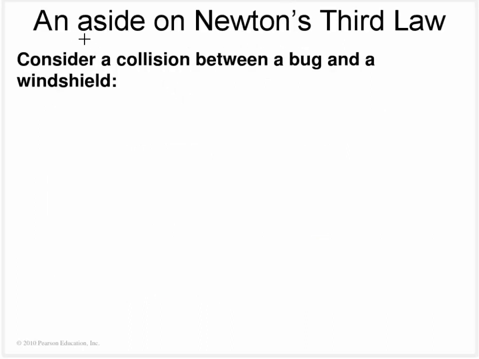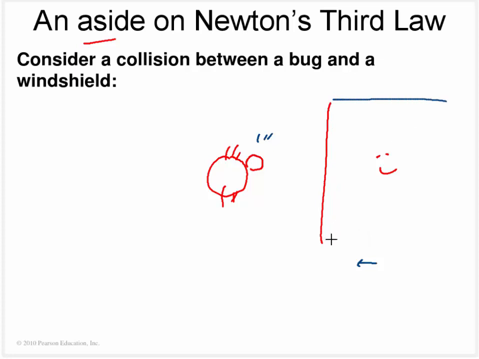Now just kind of a brief aside on Newton's third law. Consider the collision between a bug and a windshield, and so there's my bug and there's my windshield, and some days you're the bug, some days you're the windshield, and here we have this car kind of moving in that direction, and obviously the windshield is going to smash into the bug. One thing to keep in mind is Newton's third law says that the force on the bug has got to be the same as the force on the windshield. They will never be different. If one is 100 newtons, the other is 100 newtons.